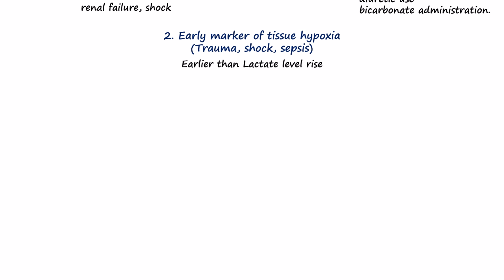In conditions like trauma, sepsis, and shock, base excess can indicate tissue hypoxia earlier than lactate level. When oxygen delivery fails, tissues shift to anaerobic metabolism, producing lactic acid and causing metabolic acidosis. Lactate levels may take time to rise and depend on the liver and kidney clearance, so they can be normal early in shock. In contrast, base excess, calculated from pH, PaCO2, and bicarbonate, reflects the total acid load immediately. This is reflected as a negative base excess or base deficit.